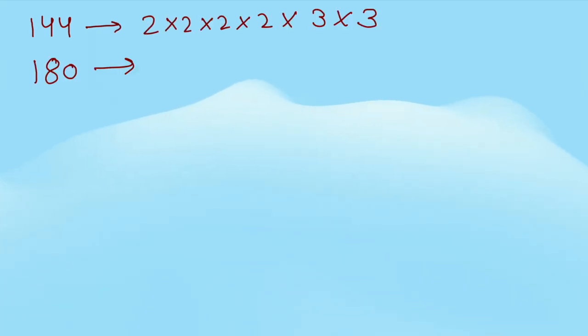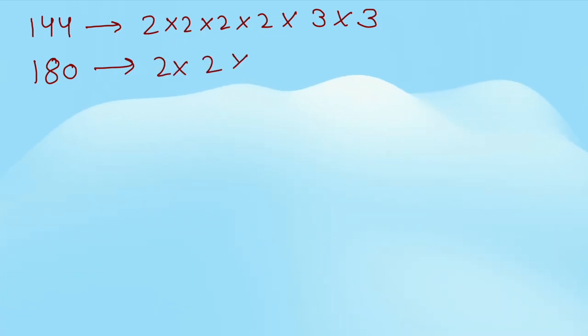Now see one thing. If I write 144, what is the prime factorization of 144? It is 2 into 2 into 2 into 2 into 3 into 3, right? Similarly, if I write the prime factorization of 180, it is 2 into 2 into 3 into 3 into 5, right?